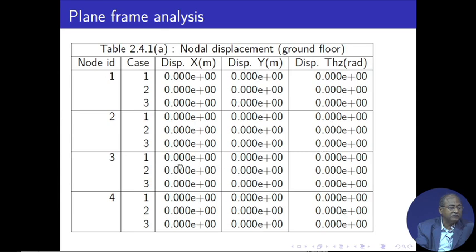For that you will get displacements, as you all know all of them are 0 because it is fixed. So, node numbers 1 2 3 4, which are at the ground, are fixed.